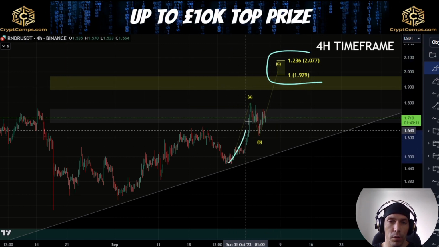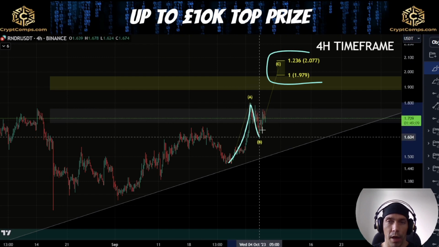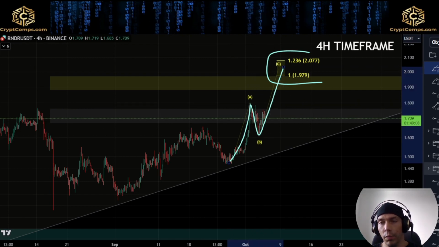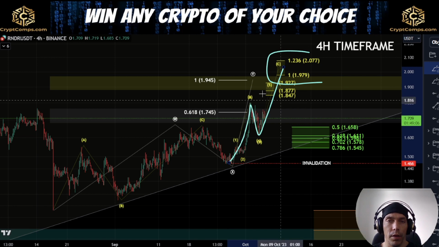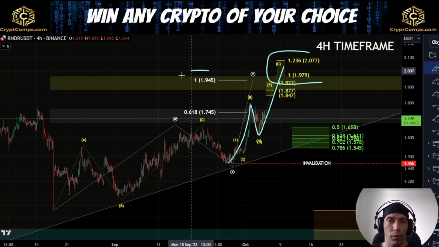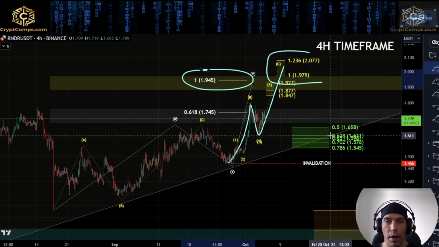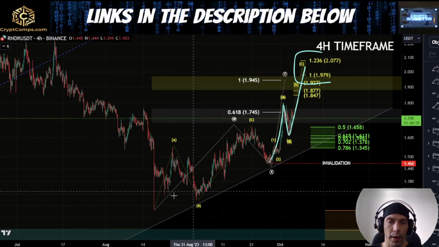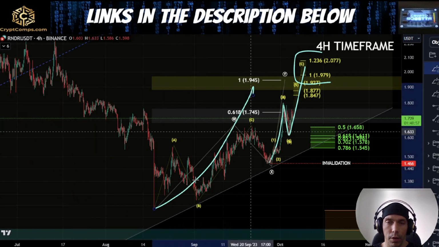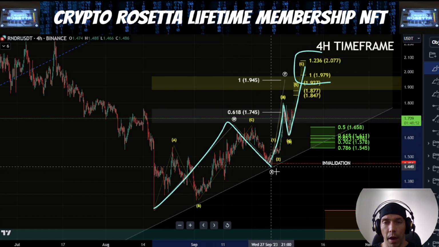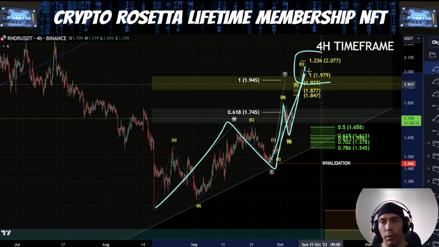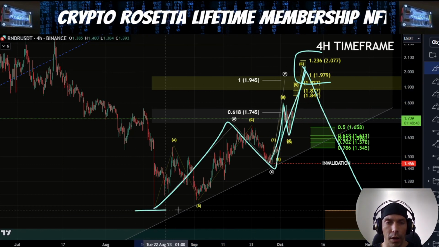Now, within this idea, what we'd be saying is that this would become A, B, and C, and this would then potentially look to complete this idea of the Y wave. We can see here that this would push us just past this 1-to-1 level, and what I would then be looking for, that if this is just corrective in this way, where this is W, X, and Y, what I'd then be looking for is price to come back down and take these lows.